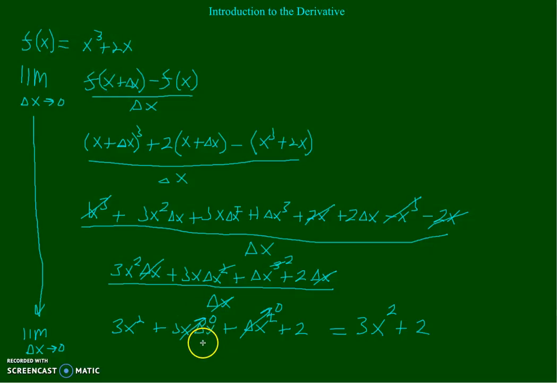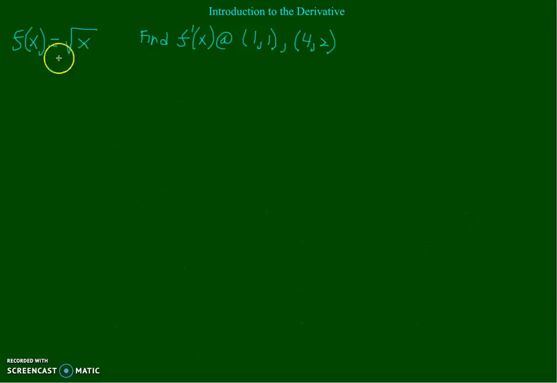And let's move on to another example. In this example, our function is the square root of x, and we want to find f prime of x, which is the first derivative of this function with respect to x, at the points 1, 1 and 4, 2. So let's begin.